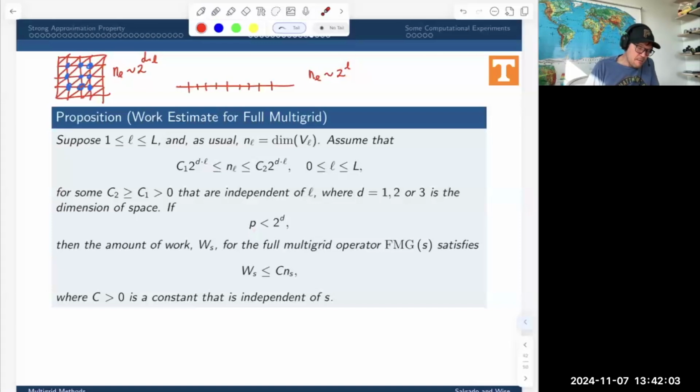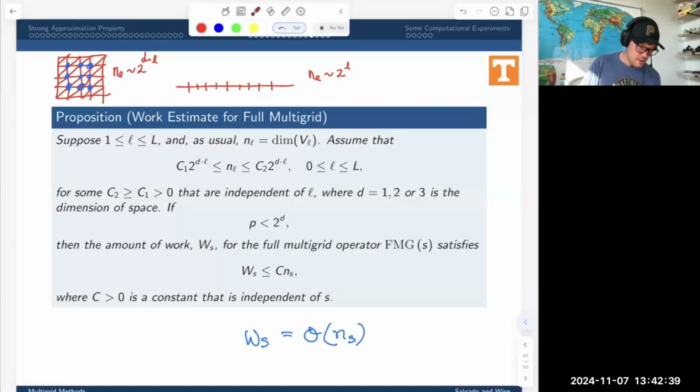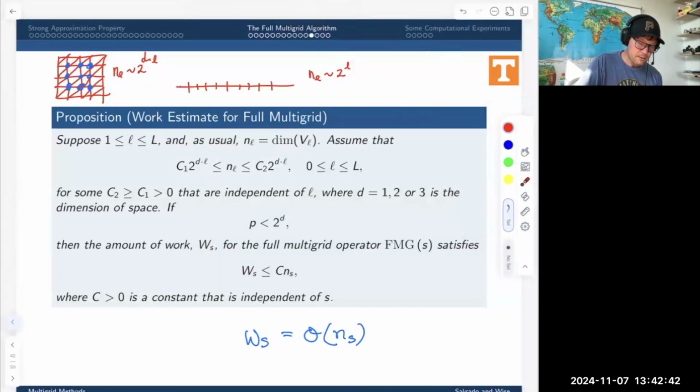Now, the total amount of work for computation for the full multigrid algorithm, we're going to label that W_S for level S of the full multigrid algorithm, is bounded by a constant C times n_S, that is the number of degrees of freedom at level S, which is the same as saying, roughly speaking, W_S equals big O of n_S. Where C is some constant, of course, independent of these levels. I could write it differently.